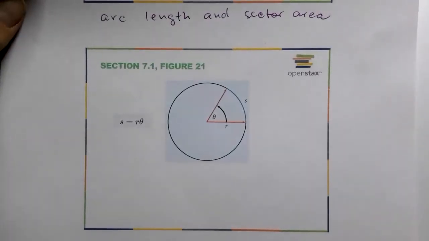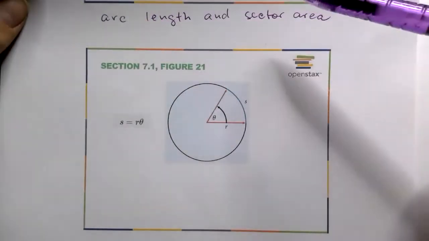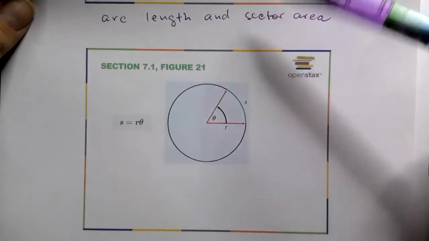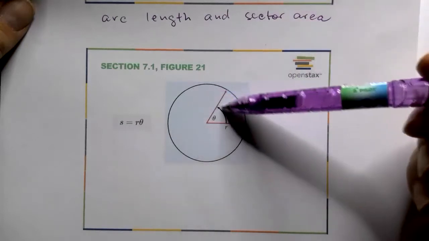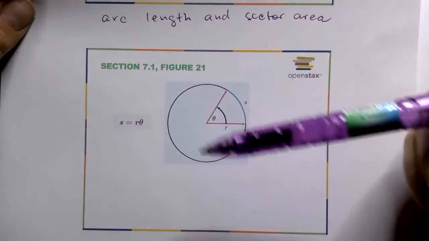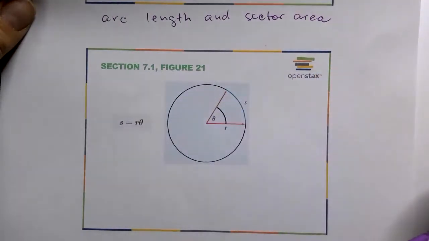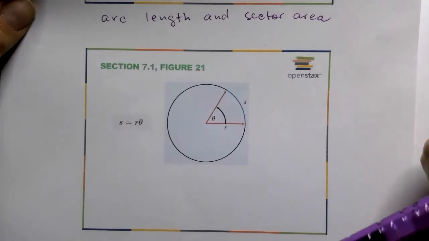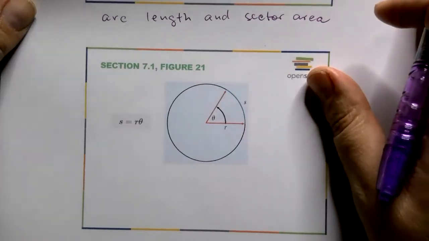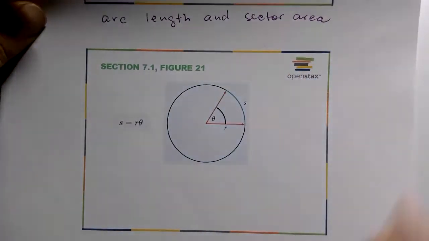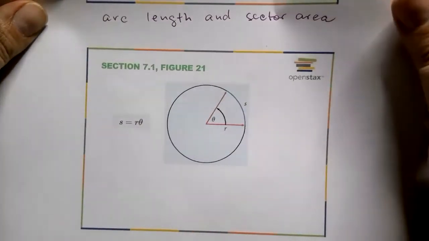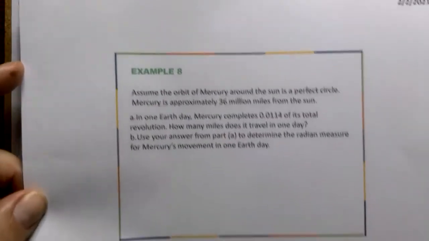Alrighty, so in this video, we're going to talk about an arc length and a sector area. And I just want to remind you that when your theta is measured in radians, the arc length is directly related to theta. You just take theta, multiply it by the radius length to find the arc length. So that's our formula that we're using. And let's go ahead and take a look at some examples.